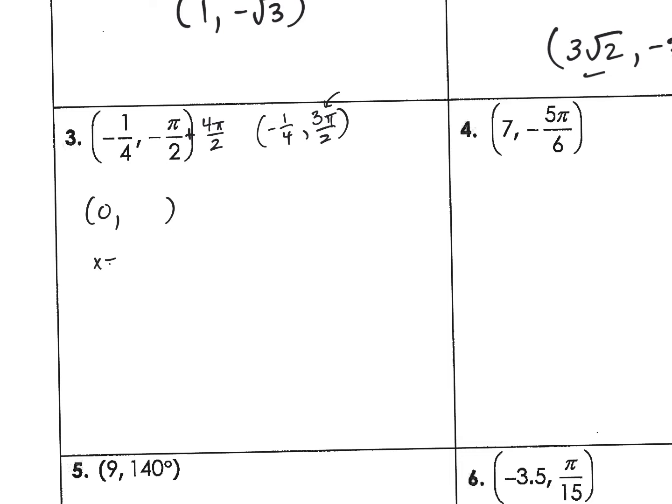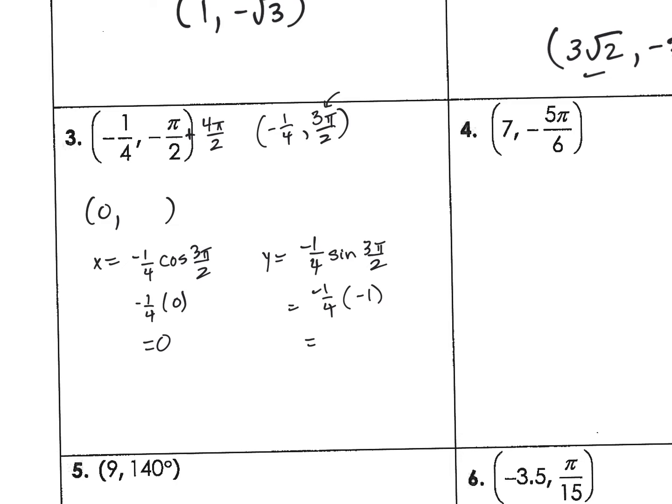Well, we can figure it out with the formula. That's going to be negative 1/4 cosine of 3 pi over 2, negative 1/4 sine 3 pi over 2. So this is negative 1/4 times 0, which is 0. Check. And this is negative 1/4 sine of 3 pi over 2, which is negative 1. So this is positive 1/4. That is a 0 for an x and a positive for a y, isn't it? That is on the y-axis.